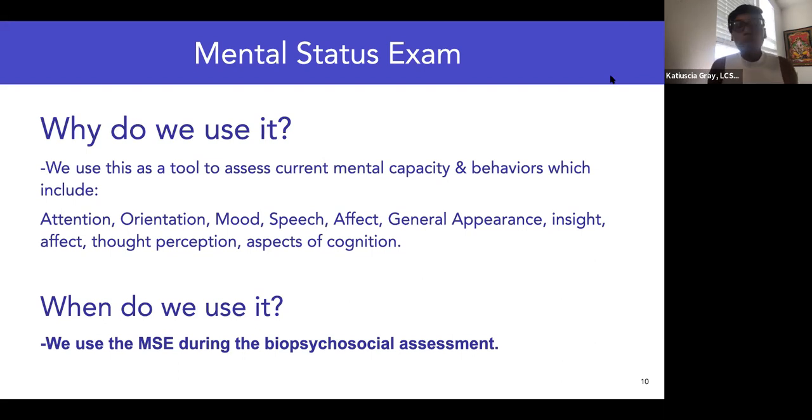So when do we use this? We use this throughout the whole assessment. It's not like we stop at the end of intake and say, now I'm going to do the mental status exam. You're utilizing all of this and looking at this person throughout the whole session.